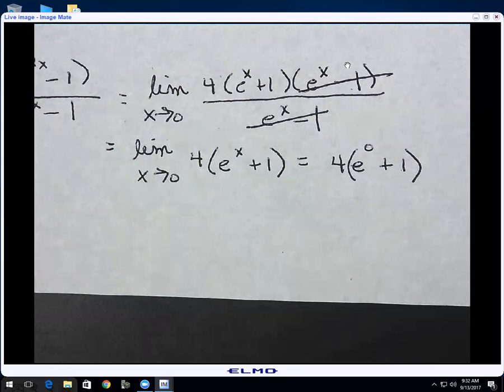E to the 0 is 1. Hey, I'm losing you. E to the 0 is 1. 1 plus 1 is 2. 4 times 2 is 8.